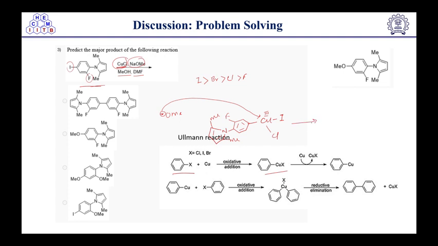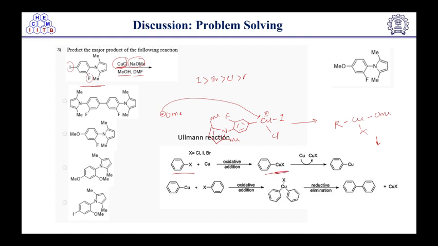and transmetallation will take place. If you see that step, transmetallation takes place, and we will get copper here. I am writing this whole group as R, and OMe, or X, better I will write X. After this, reductive elimination will take place to give the corresponding product.